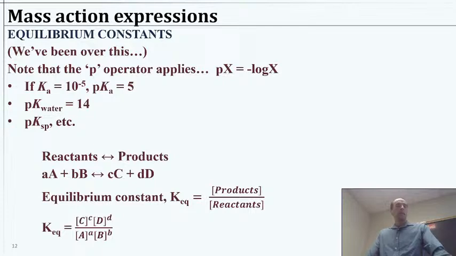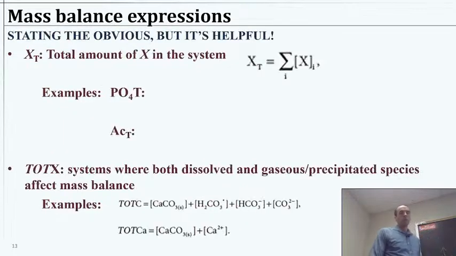So pK for water is 14 because the Kw for water, the equilibrium constant for water, is 10 to the minus 14 at standard conditions. So we can use it for solubility, whatever. And of course, all of this is coming from the products over the reactants equation that we've talked about a few times. Need any other review here? Probably not, right? Okay. So next up would be mass balance expressions.